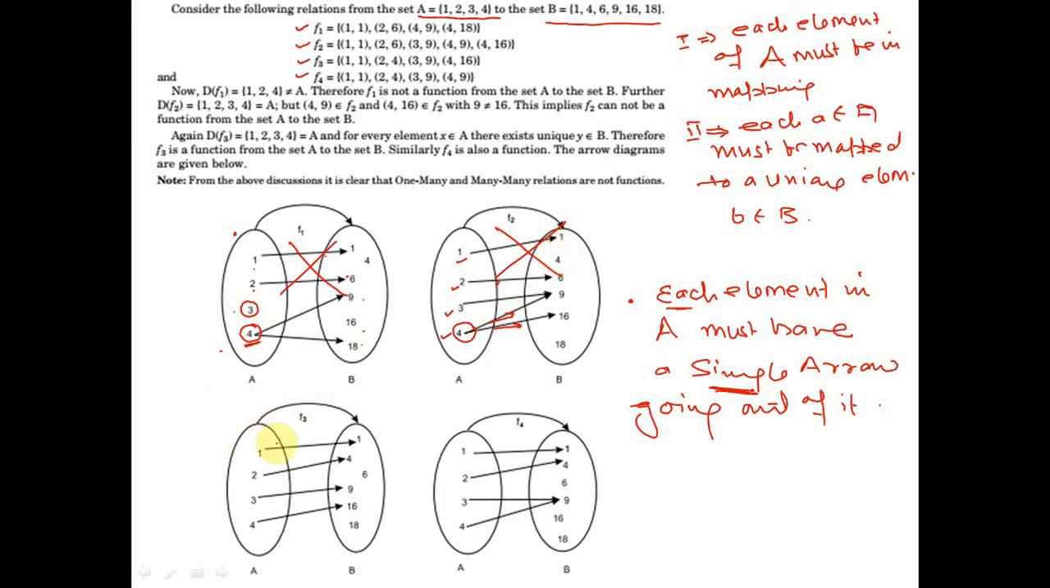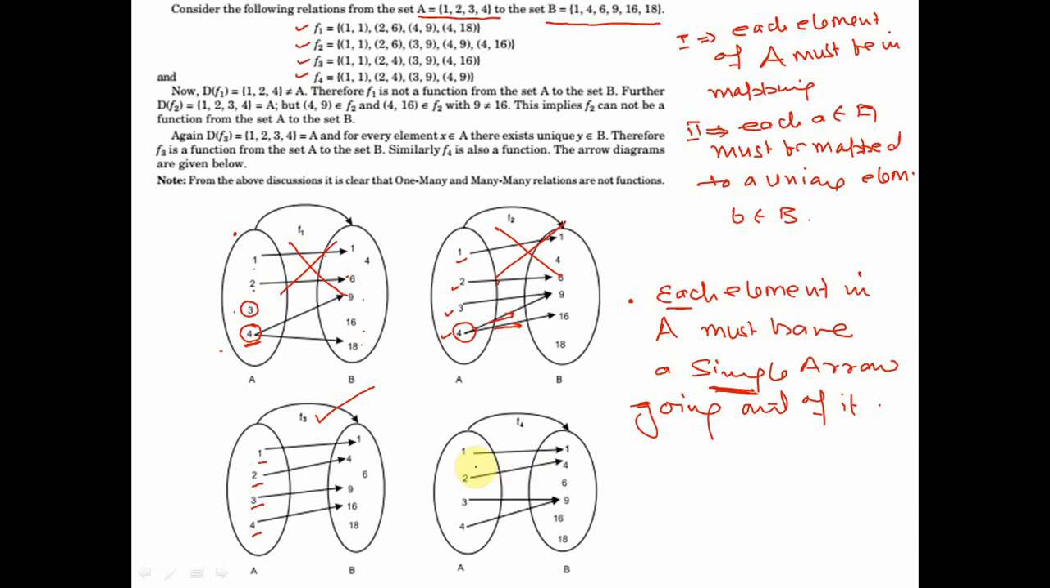Let us see over here. Now I can see each element has an arrow going out of it, and from each element there is a single arrow going out. So both the conditions are being satisfied. So this is a function.